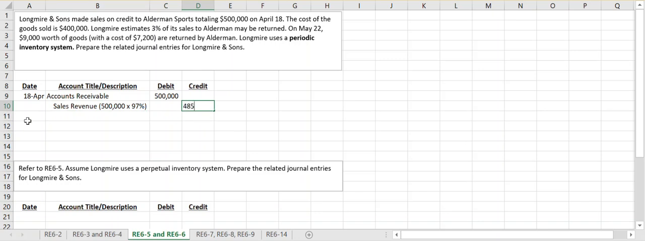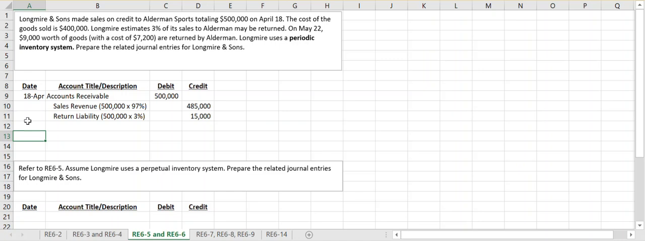So that means we only get to record $485,000 in sales revenue at this moment. We then have to put a return liability on our books for the other 3%. So that $15,000 goes on as a return liability. We do not have to do another entry here because this is the periodic inventory system, which means that we do not update cost of goods sold and our inventory levels at every point of sale. We only do that on a periodic basis when we go in and do a physical inventory count.